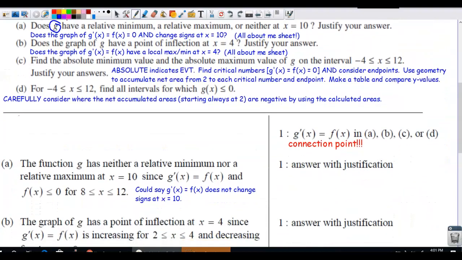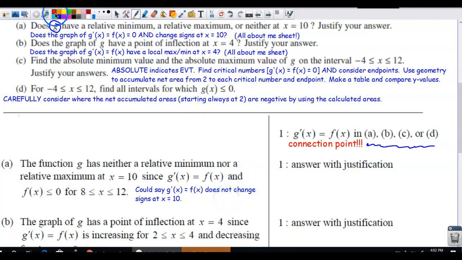So in letter A, notice the first thing that they're looking for is that connection point. The student declared, they told us that G prime of x is equal to f of x. In any part, if we find it anywhere, then the student gets credit for that. Secondly, we're looking for the student to tell us that there is neither a relative minimum nor a relative maximum at x equal to 10, because G prime of x, or f of x, does not change. So you could simply say does not change signs at x equal to 10.